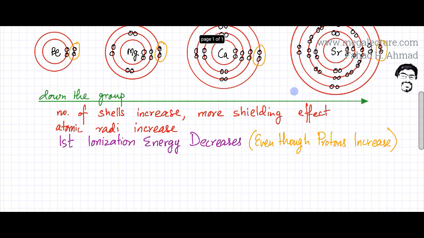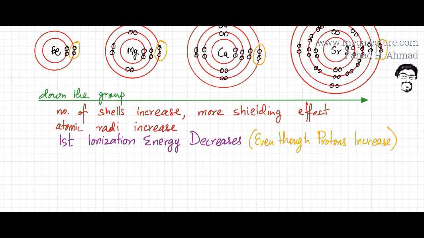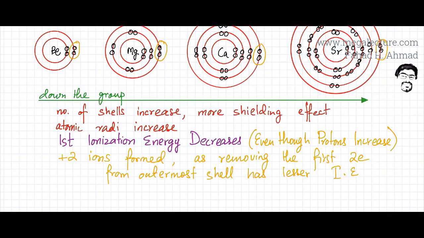So usually form +2 ions. All these elements usually form +2 ions. I've written this down as well. +2 ions are formed as removing the first 2 electrons from the outermost shell has a much lower ionization energy.